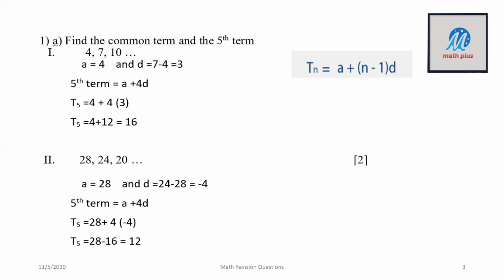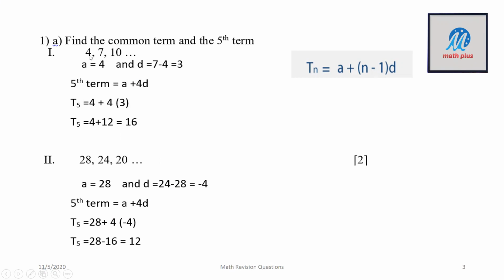Now what should I do? I have to substitute. So in the next step, I have taken T5, my fifth term. I have considered a as 4 and I have considered d as 3 and I have simplified. 4 plus 4 times 3, it's 12. So 12 plus 4, my fifth term will be 16. Let's move to the second part.